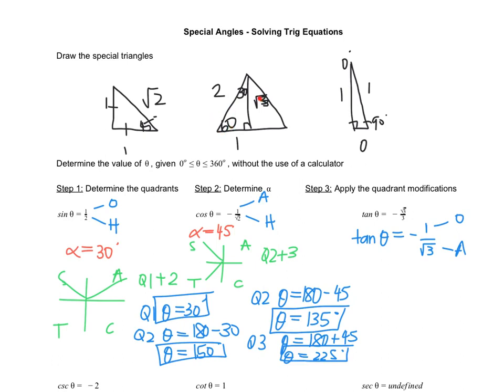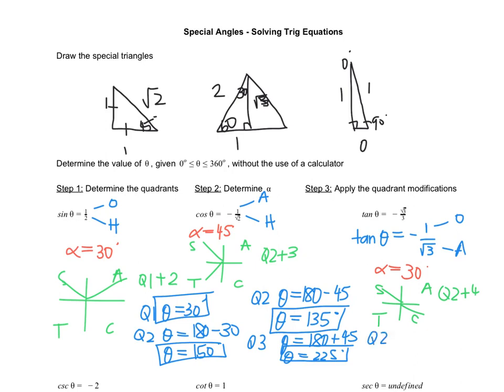Opposite to 60 is root 3, so that's no good. But opposite to 30 is 1, and adjacent is root 3, so I know that my reference angle is 30 degrees. Now for my CAST rule, my ratio here is negative, and tan is negative in quadrant 2 and 4. So now I can apply my modifications.